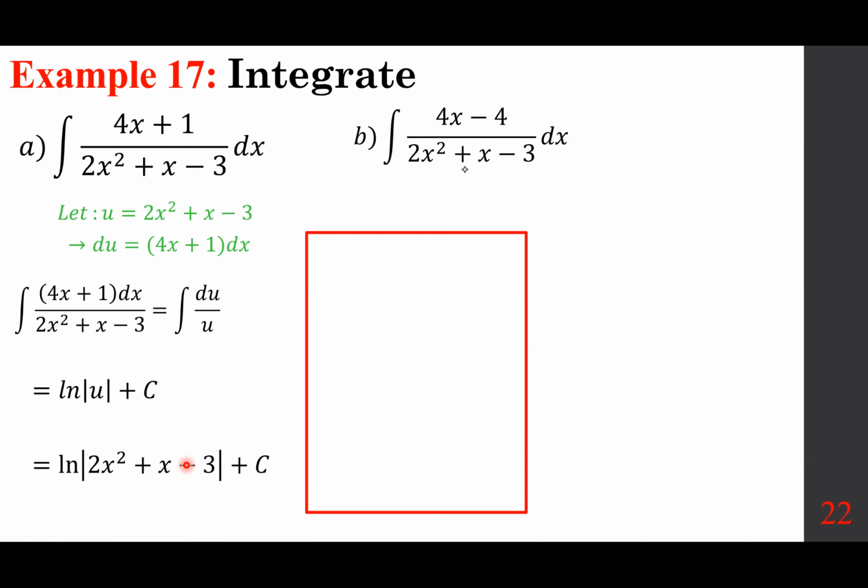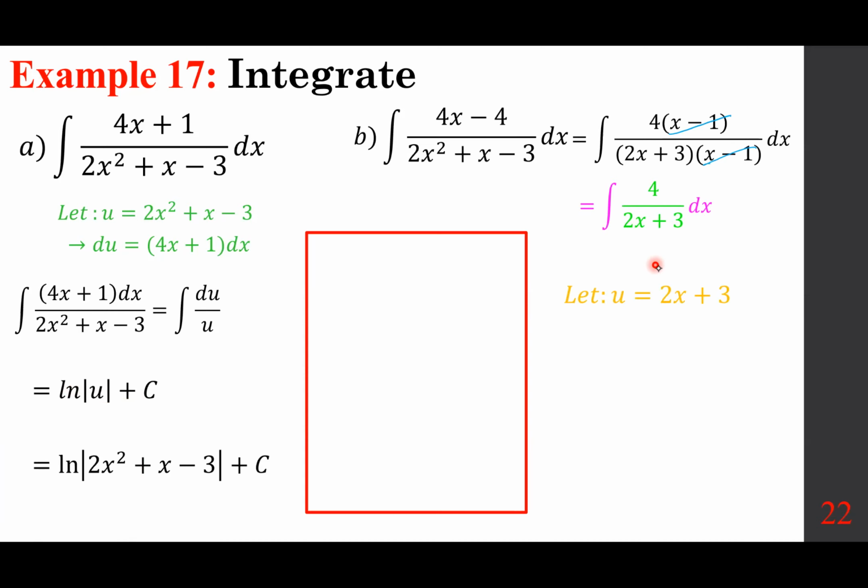In part B, I noticed the numerator can be factored into 4 times x minus 1. Then I try to factor the denominator, and we do have the same factor, namely x minus 1. And now we are going to use the u substitution. We let u be 2x plus 3. du is 2 dx. And if we put the dx at top, we have 4 dx.